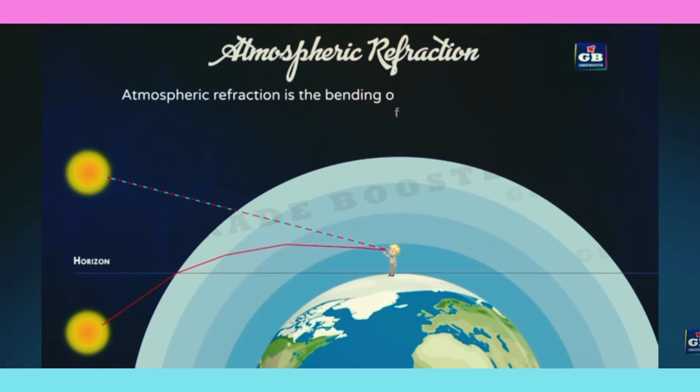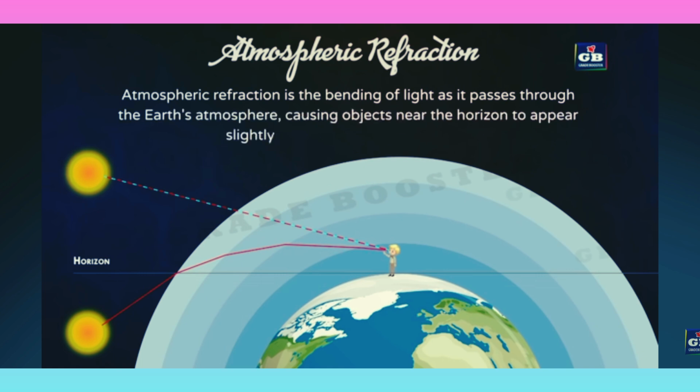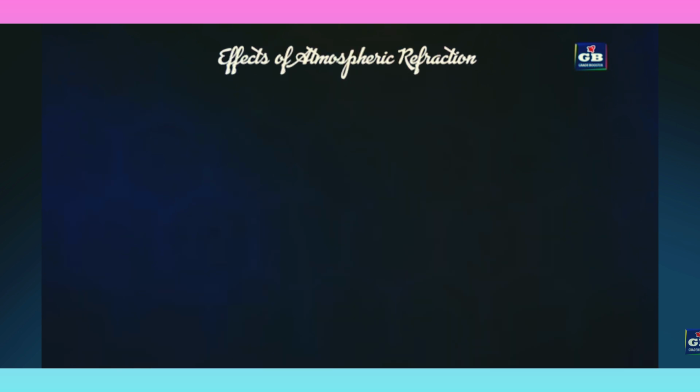Atmospheric refraction. Atmospheric refraction is the bending of light as it passes through the Earth's atmosphere, causing objects near the horizon to appear slightly higher than they actually are. Effects of atmospheric refraction. Apparent position of the stars.